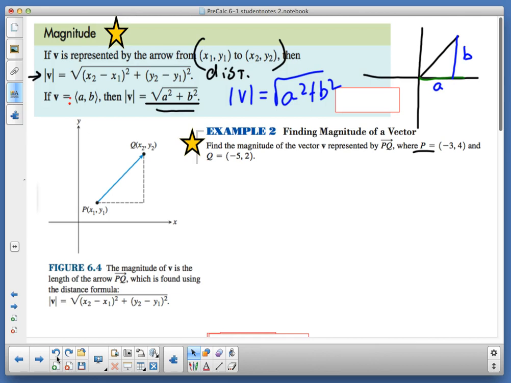Okay? So here, I'm asking you to do a couple things. You're going to find the magnitude of the vector, represented by ray PQ, where P is negative 3, 4, and Q is negative 5, 2. So because you're provided coordinates, you're going to use the distance formula. If you were given the vector component form, you just use the two separates and kind of adjust to the Pythagorean theorem. Okay? Go ahead. You guys got the magnitude. You're on.